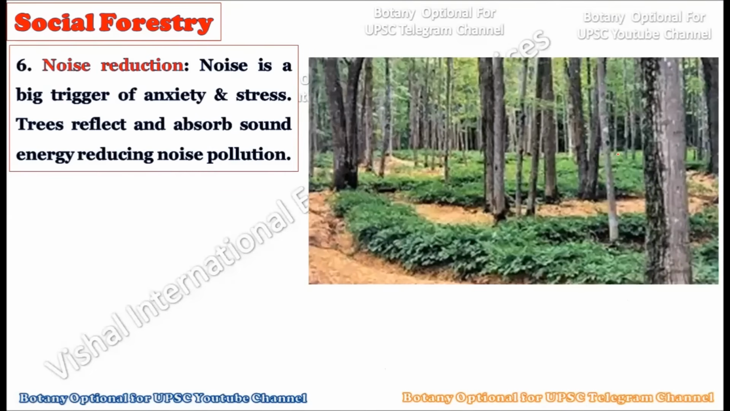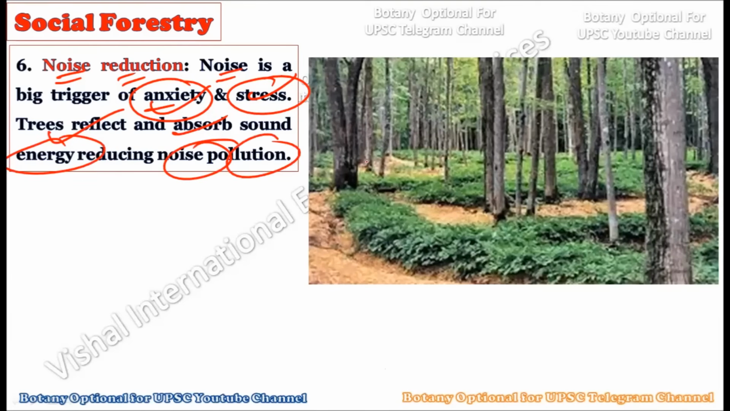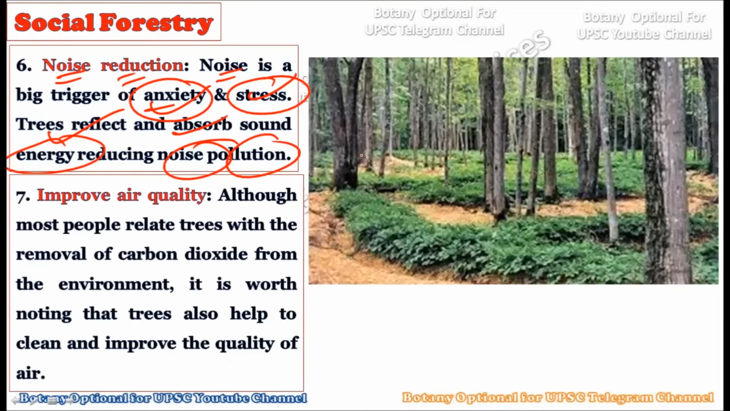Now the sixth one is noise reduction. You see, noise is a big trigger for anxiety and stress. We all know that, right? Here, the trees reflect and absorb the sound energy produced by noise pollution. So mitigating the effect of noise pollution is also a characteristic feature of social forestry. By reflecting or absorbing this sound energy, it can actually calm the nearby environment if a large quantity of trees is present. Now it will also improve the air quality, and you know why?